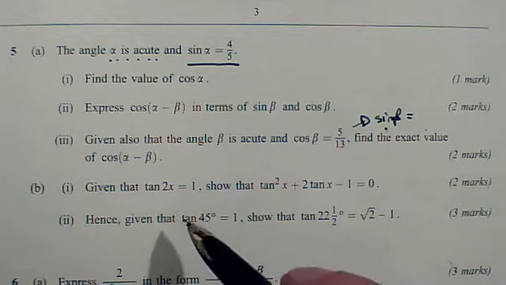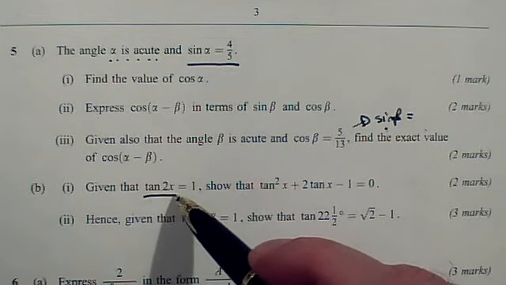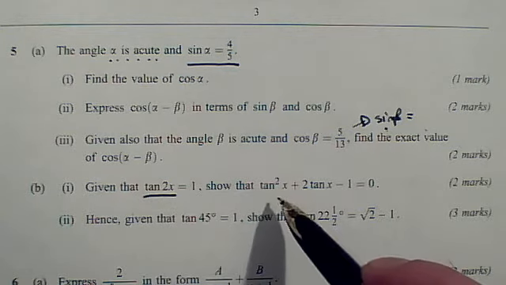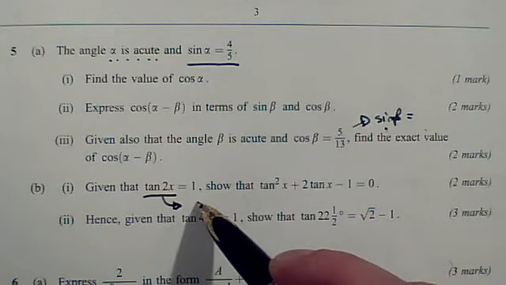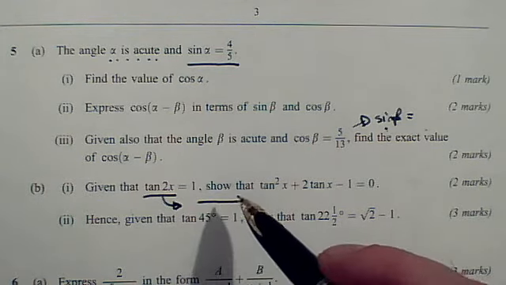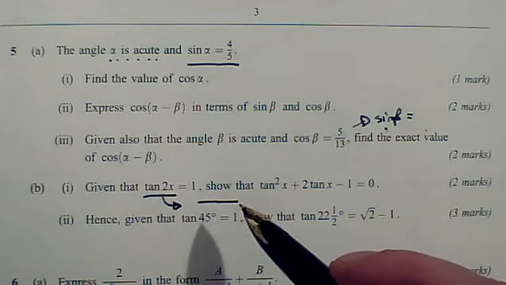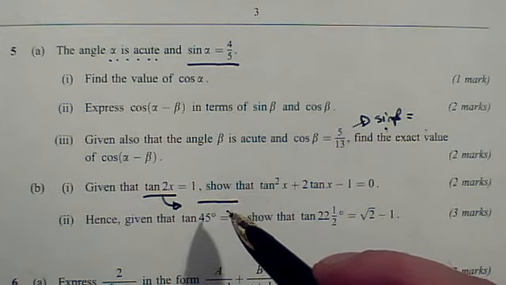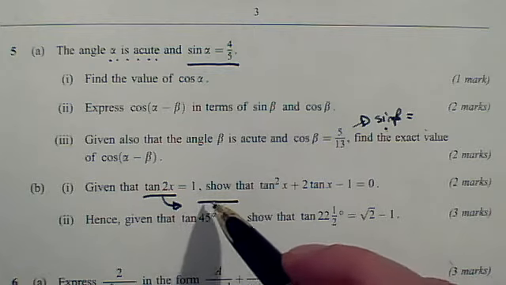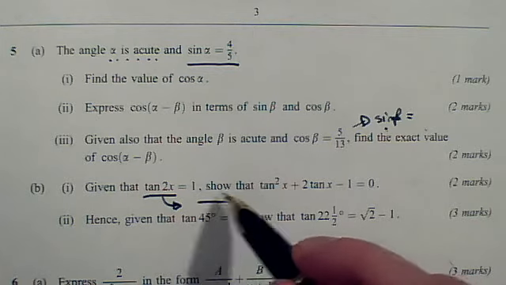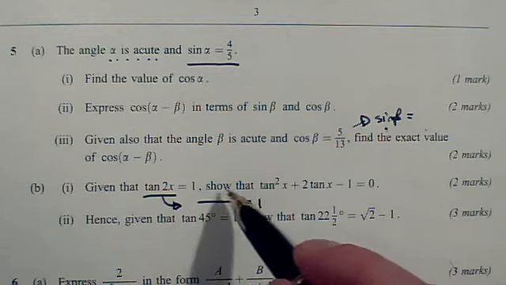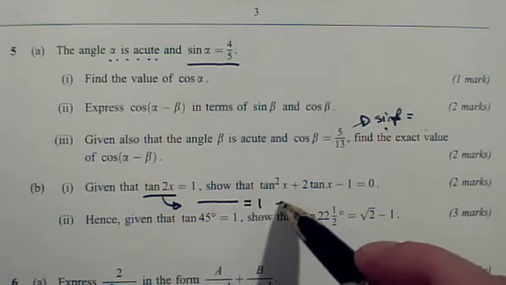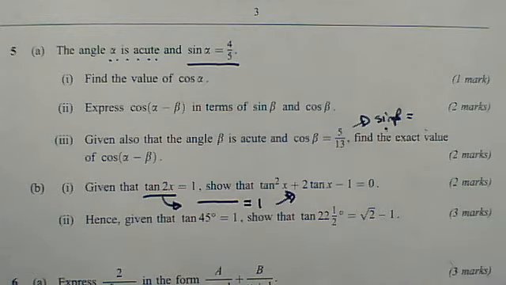Then in part B, the first bit we see tan 2x, and this has got just tan of x, so we need a double angle formula. Tan of 2x you need to have memorised. You can reconstruct it from the tan of a plus b in the formula book if you've forgotten, but it's a fraction with tan x's on the top and tan x's on the bottom, and if you want that to equal 1, you should be able to rearrange this into that quadratic equation for 2 marks.